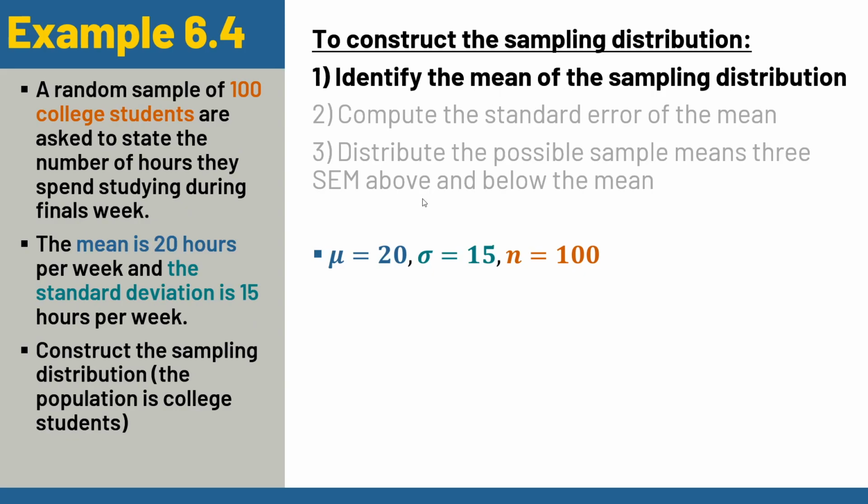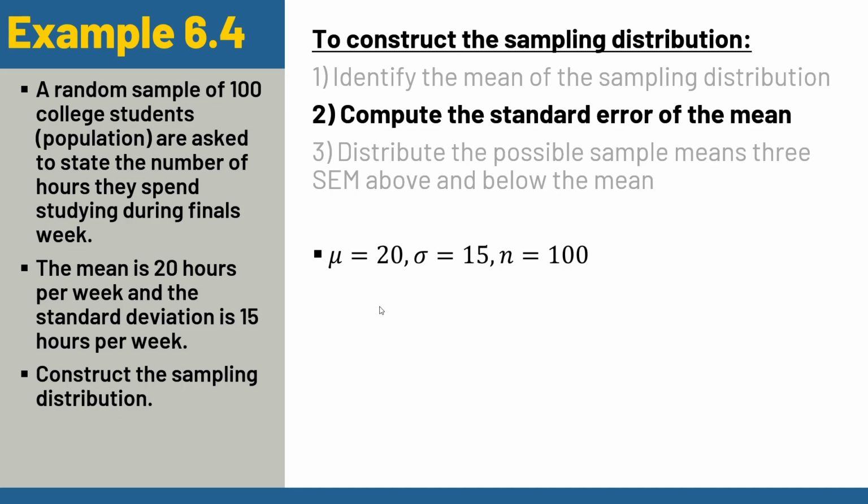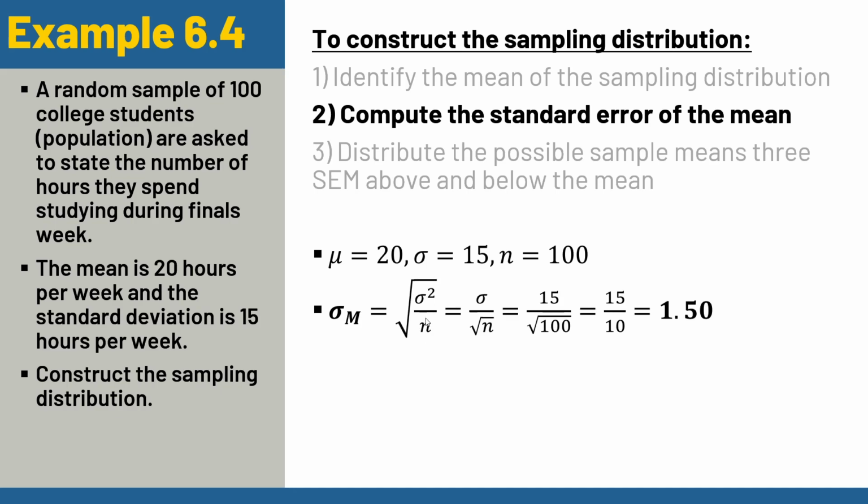So for step 1, what's the mean? Well, it is 20. That's mu. Sigma is 15. Might as well write that out. And our random sample is an n of 100. Second, compute the standard error of the mean. That's going to be easy. Let's use the easy formula, because we know our population standard deviation and we know our sample size, we can reduce this formula. And then we get 15 divided by the square root of 100 equals 1.5. There you have it. We have our standard error.